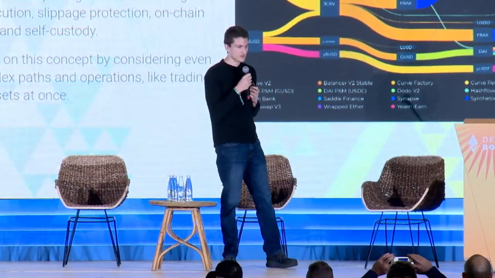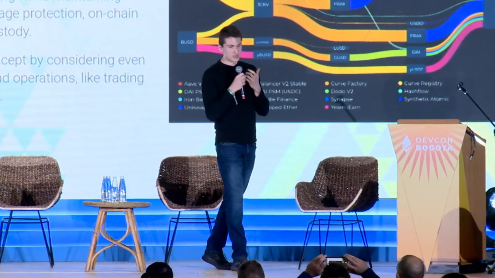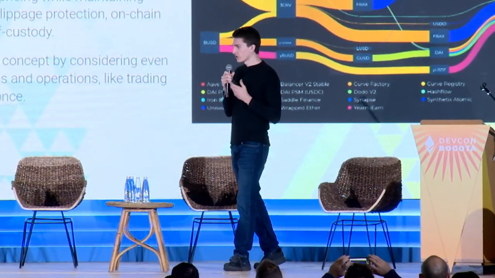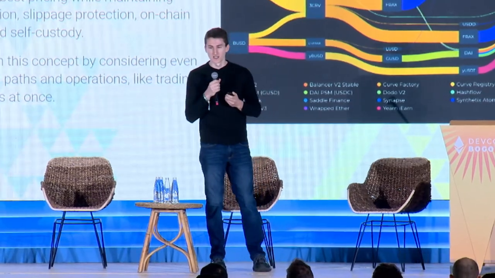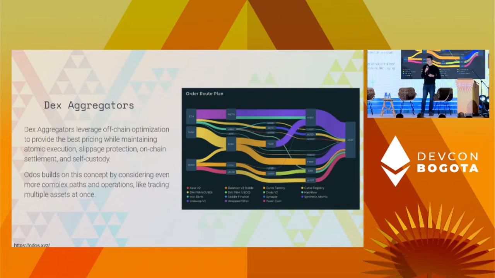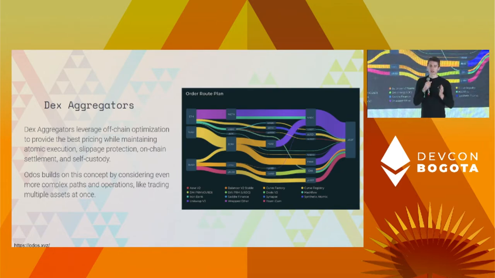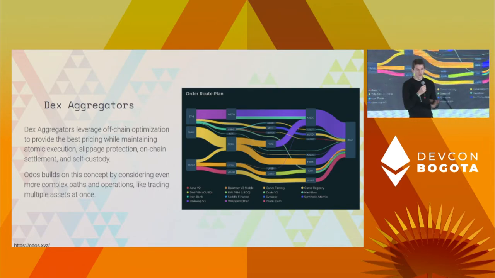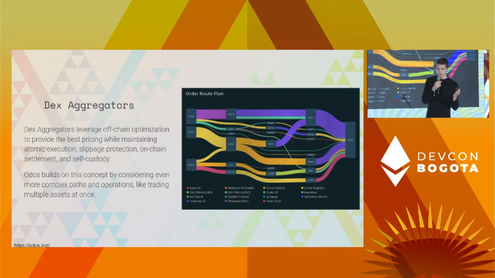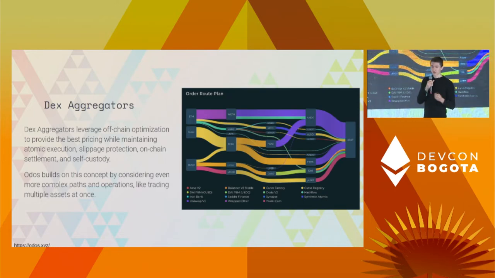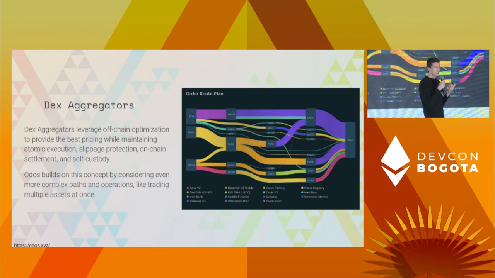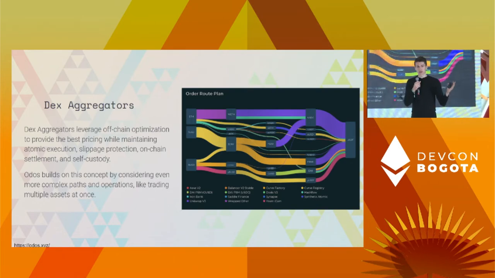And I have an example of a particular trade you can execute with ODOS specifically. Now with ODOS, we visualize these aggregation paths with what's called a Sankey diagram, and it's essentially showing the flow from the left-hand side to the right-hand side through all these other assets and all these other DEXs. This one in particular actually has about 40 different swaps, so 40 different DEX interactions that you can execute all atomically.